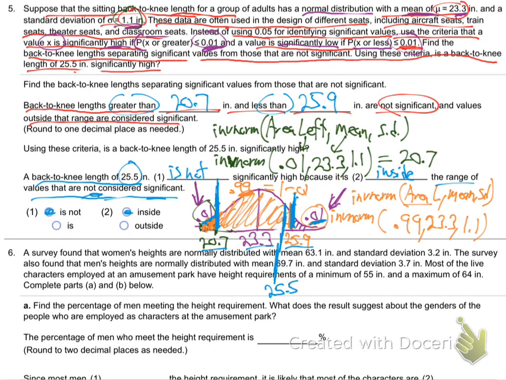So the area to the left of this spot was 1%. The area to the left of this spot was 99% because it only had 1% to the right. Had to use 99. Had to use 01 there. Got my two answers. There they are.